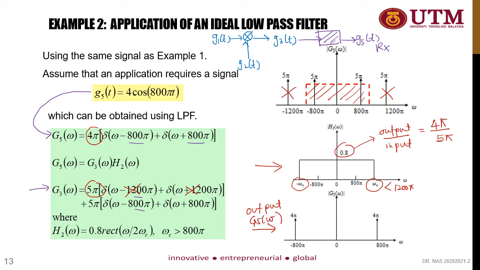Okay, so how about the equation of the filter? You can see the rectangular shape here. So your H(omega) in this case is equal to the magnitude 0.8 times rect(omega over 2 omega C). Don't forget to define the range of omega C. Omega C must always be larger than 800 pi but lower than 1200 pi.